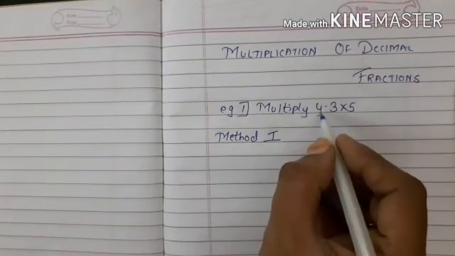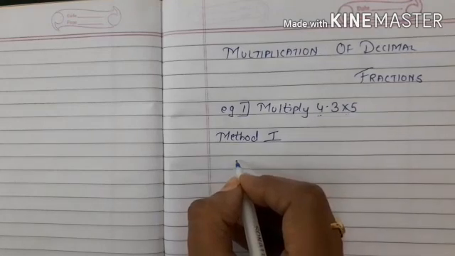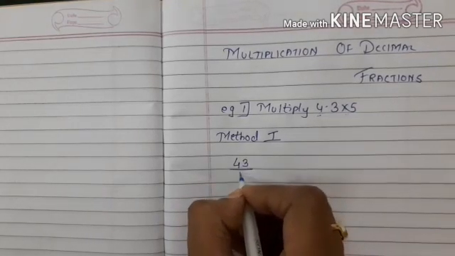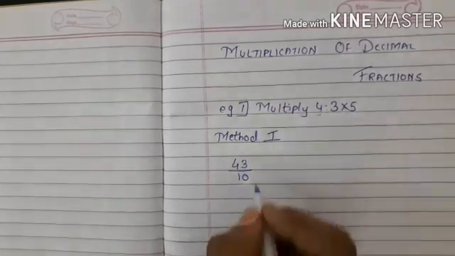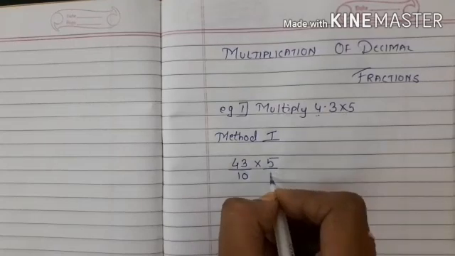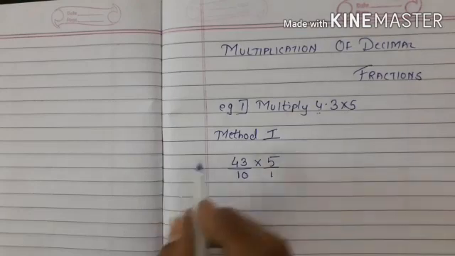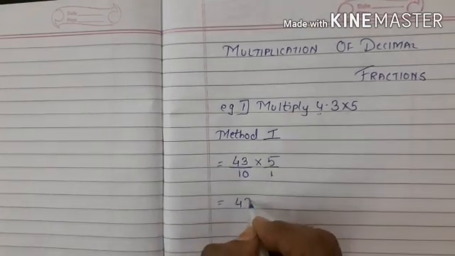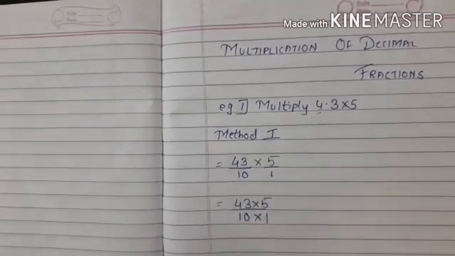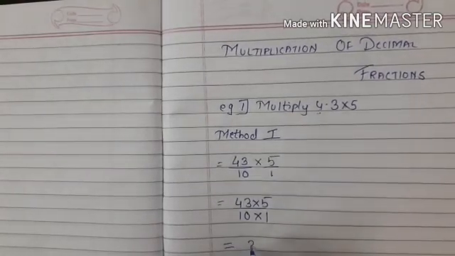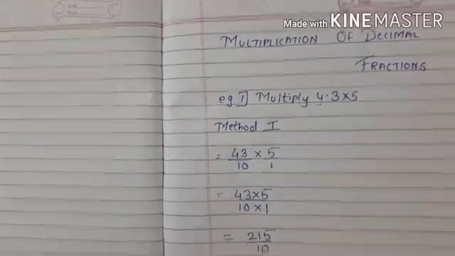Now what is the question? 4.3 multiplied by 5. So what to do? Your 4.3 becomes 43 upon 10 in the fraction form. Your point is gone away. And 5 upon 1. If nothing is in denominator, we are putting here 1. Now it is very simple. You have to multiply the numerators and you have to multiply the denominators. So what is the answer children? 43 into 5 is 215 upon 10.